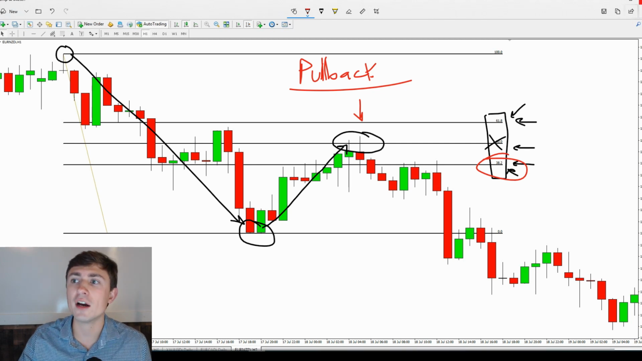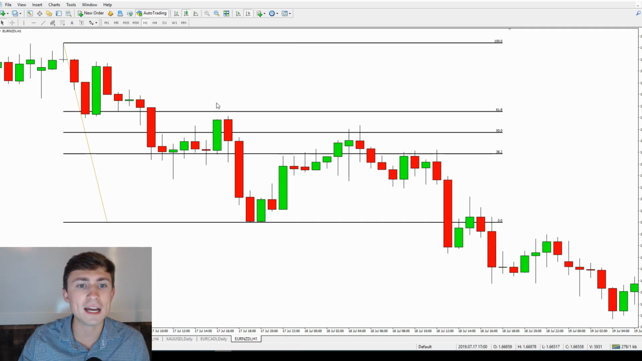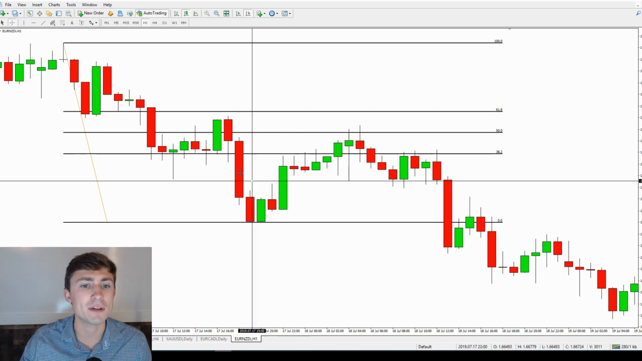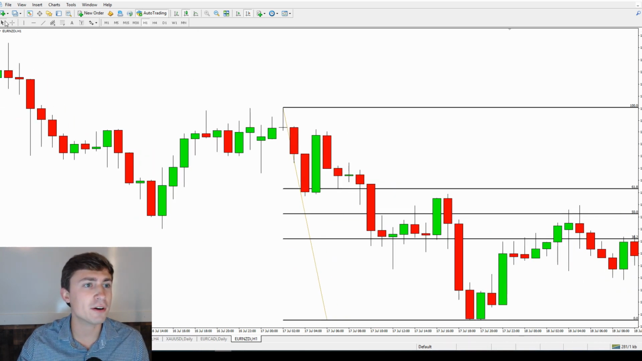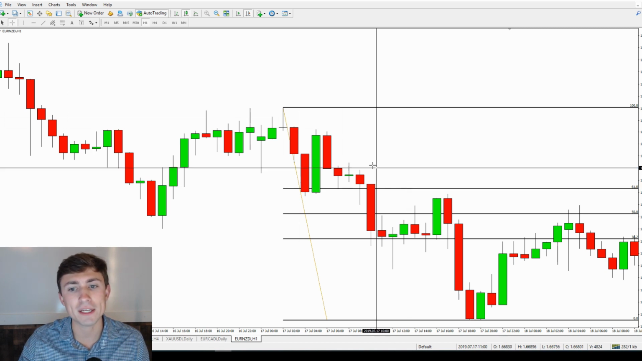But the first thing we need to understand about the Fibonacci retracement tool, guys, is that it is used in the context of a trending market. What do you see about here on Euro New Zealand? Well, you see that the overall market is moving to the downside.